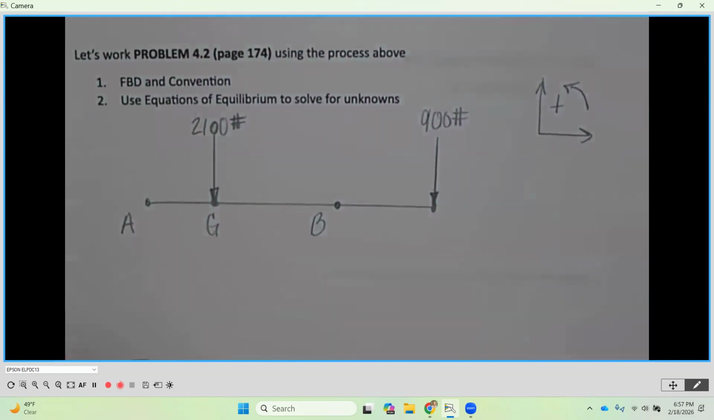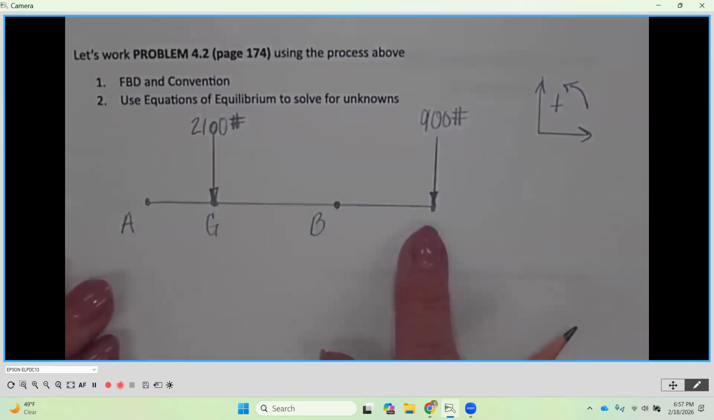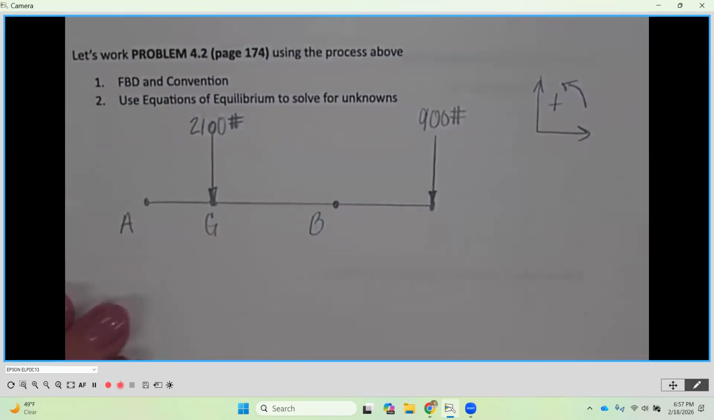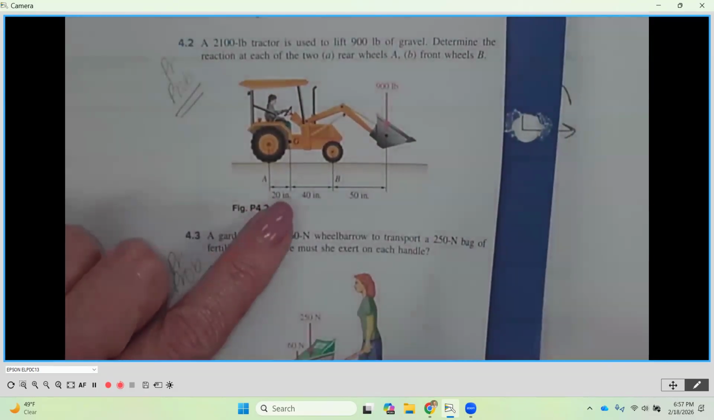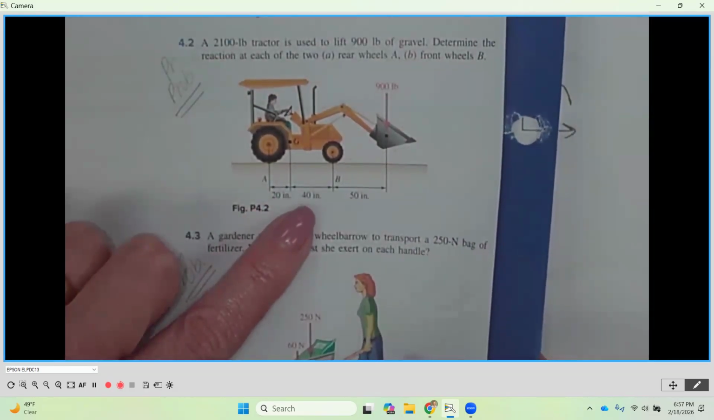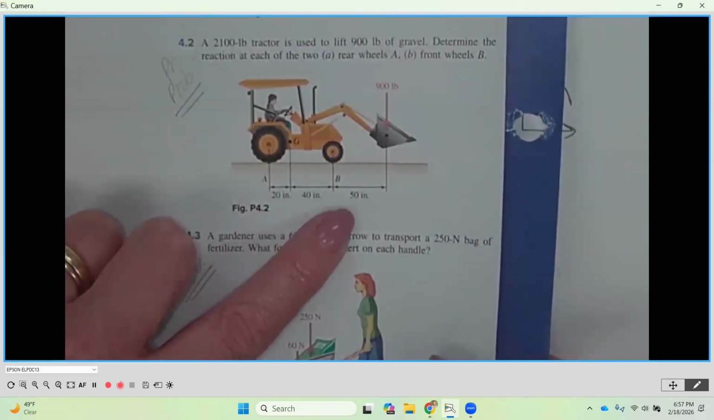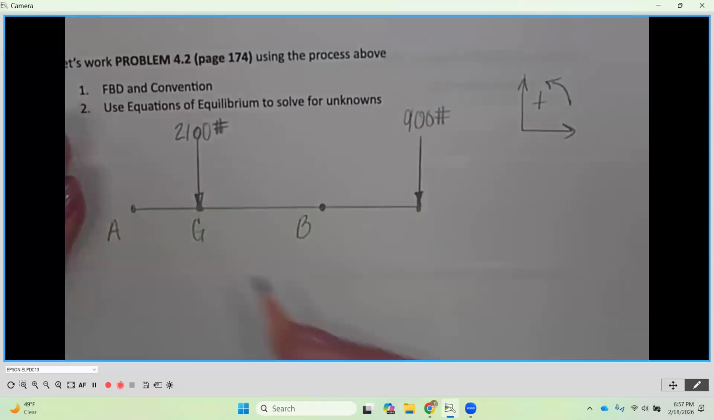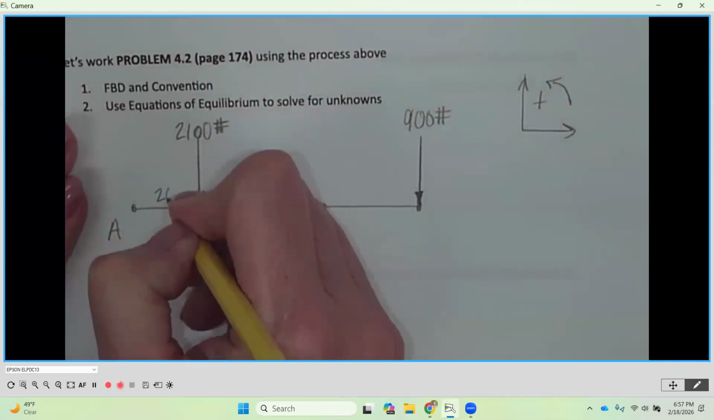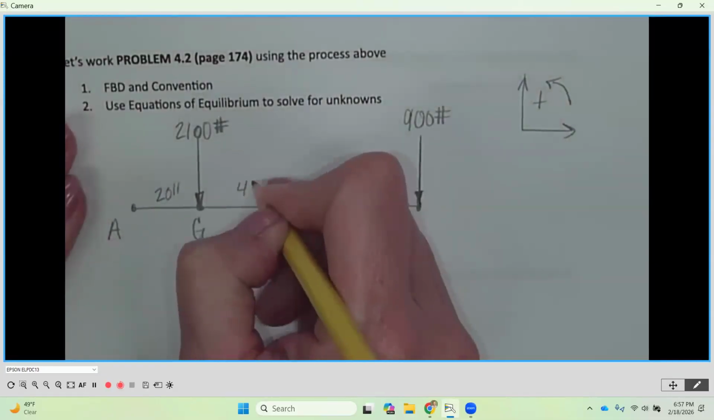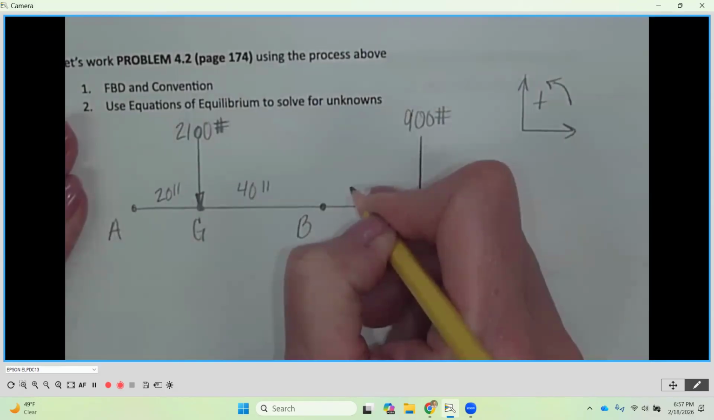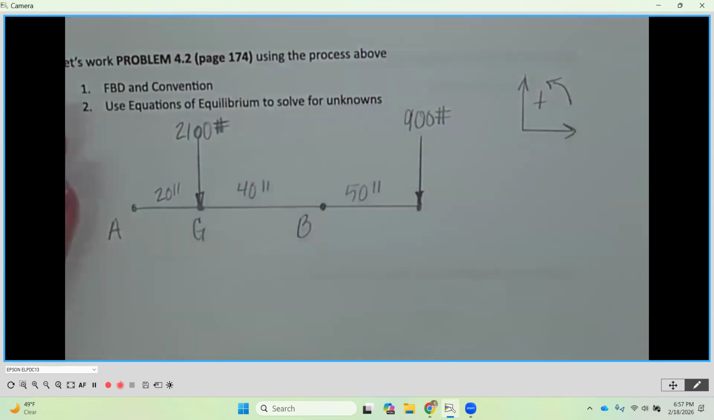2,100 pounds. Thank you. So now we want to also add our dimensions in here, like how far apart these points are. Going back to the diagram, between A and G it's 20 inches, 40 inches from G to B, and then 50 inches from B to the end. So 20 inches, 40 inches, and 50 inches.